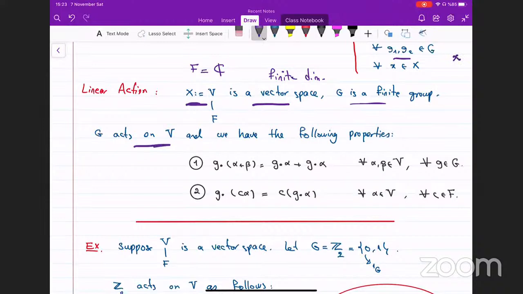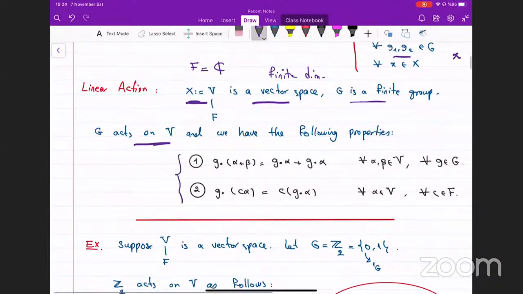And we have the following two properties. More than the properties that we have for an arbitrary action, we have these two properties, 1 and 2. This gives me the linear action of G on a vector space V. As you can see, we have the vector addition alpha plus beta, so G preserves the vector addition. And we have the scalar multiplication of c and alpha. So this action preserves the scalar multiplication and vector addition. Because of this, we call it a linear action.